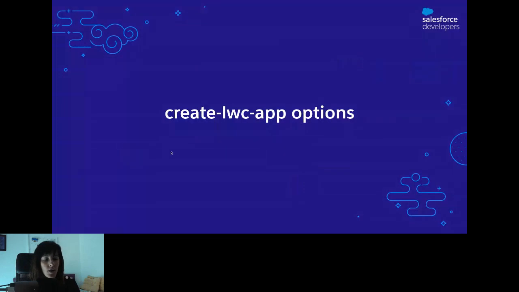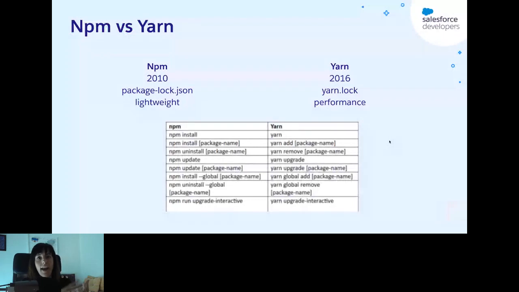So now we're going to take a look at the different options that you can pick when you use Create Lightning Web Components app, and we're going to understand a bit more what a node project is and how we are setting up a node project using create-lwc-app. So if you remember, when I ran the tool, I had to pick between npm and yarn, right?